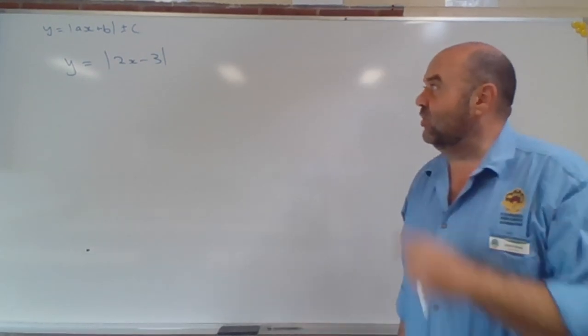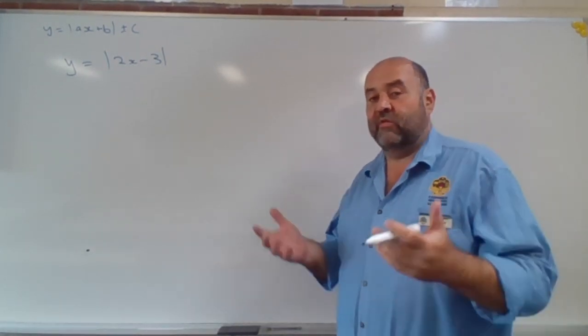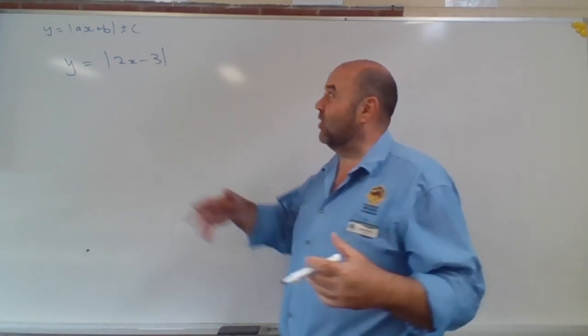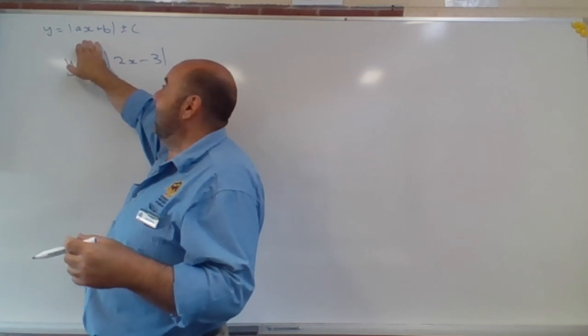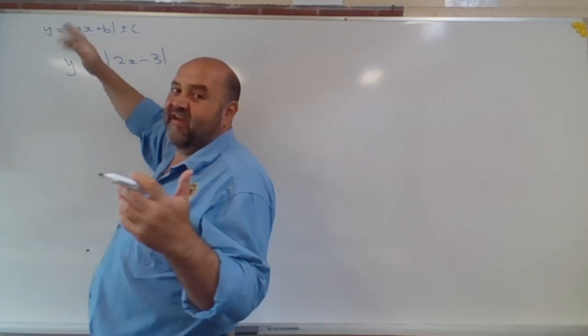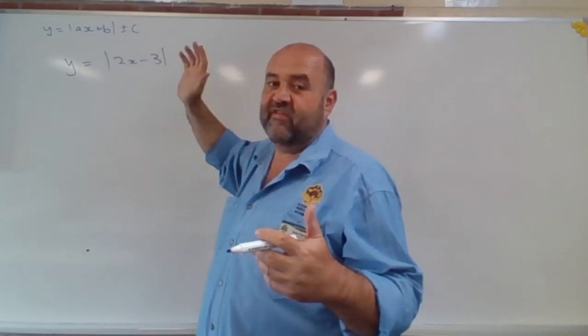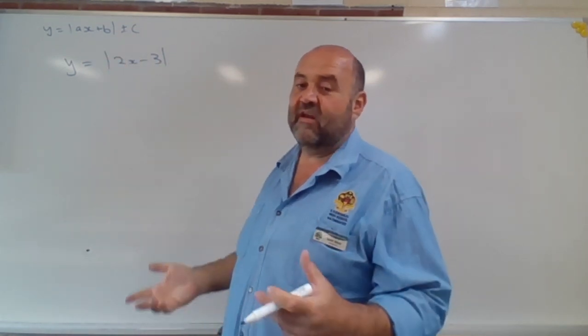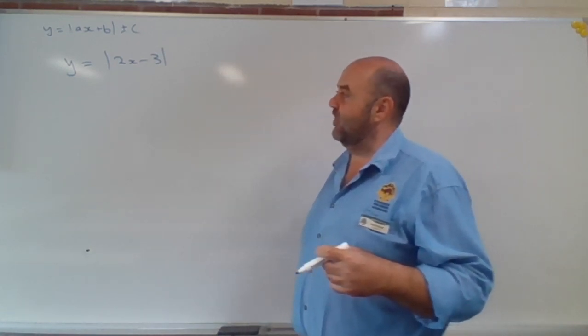So in this video we're going to look at enhancing what we've been doing with graphing absolute value functions. We want to be able to work up to graphing something that's of the form y is the absolute value of some linear function ax plus b, plus or minus some other constant that's on the outside. So let's start where we left off last time with looking at the graph of the absolute value of 2x minus 3.